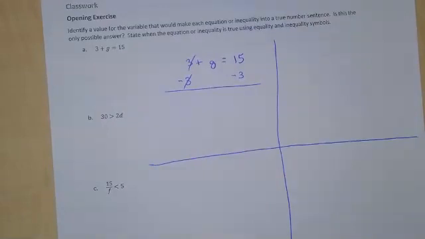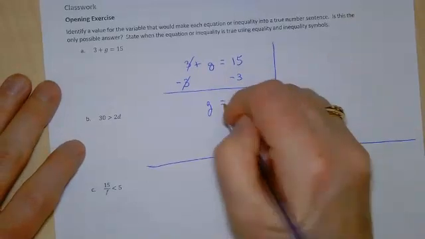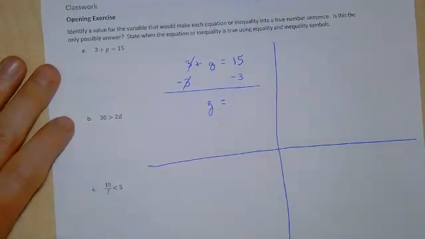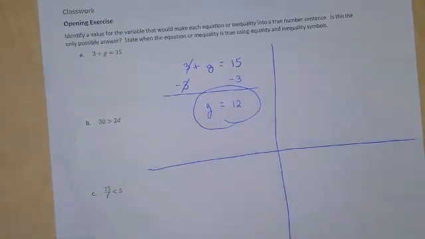3 minus 3 cancels out to make 0, so I got g left all by itself. And 15 minus 3, Caleb? It's 12. That's exactly right. Please circle that as your answer. Now, like I said, that was our easy one, right? Now I'm going to show you some fun stuff with a twist.